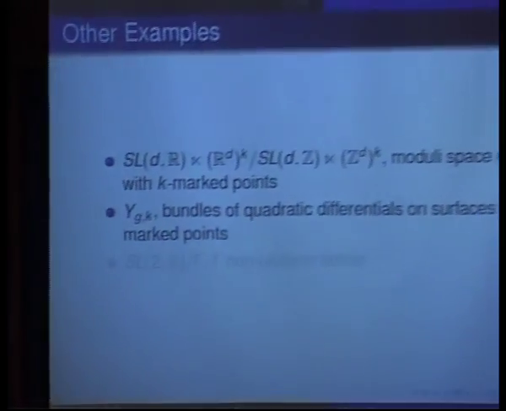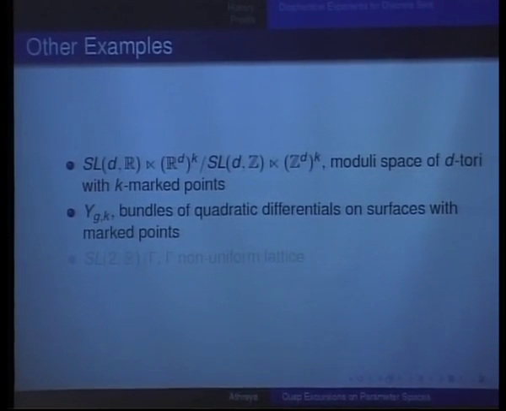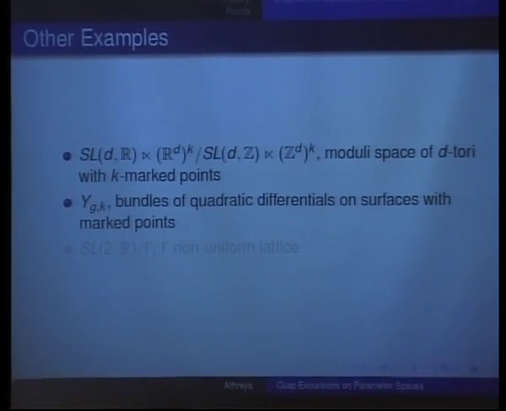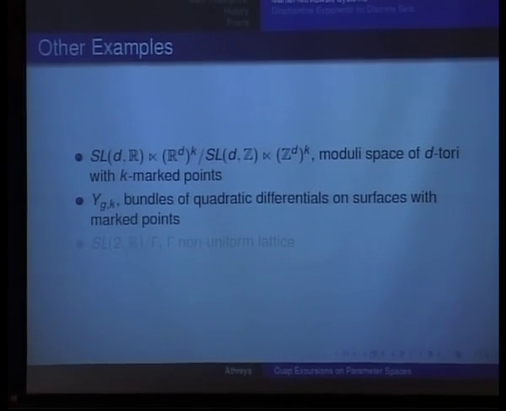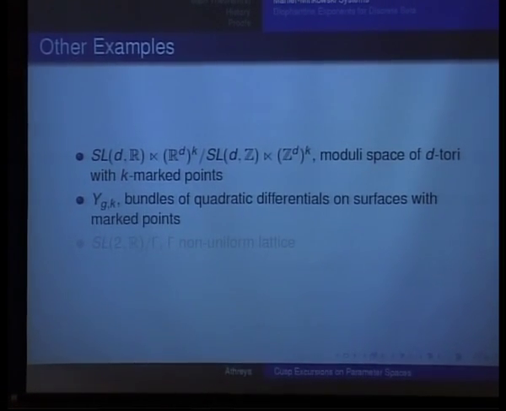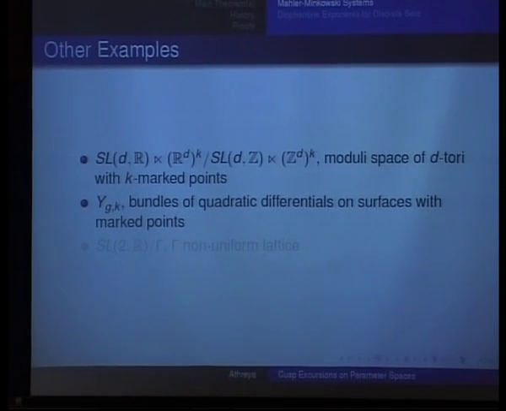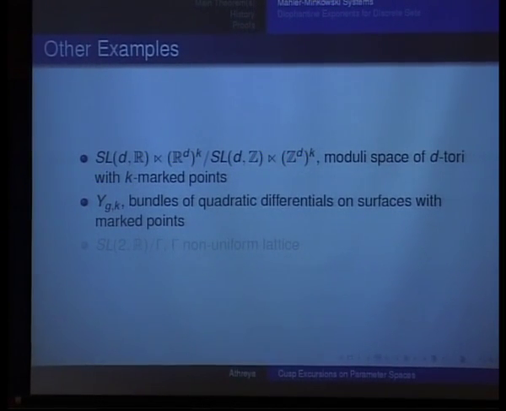Similarly, I could mark a bunch of points on my quadratic differential space, and I could ask for geodesics in between those guys would be my associated discrete set. Another one, which doesn't quite fit into the framework, but you can make it work, is SL2R mod gamma when gamma is a non-uniform lattice.